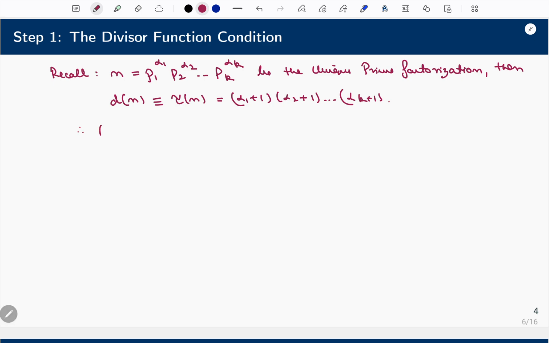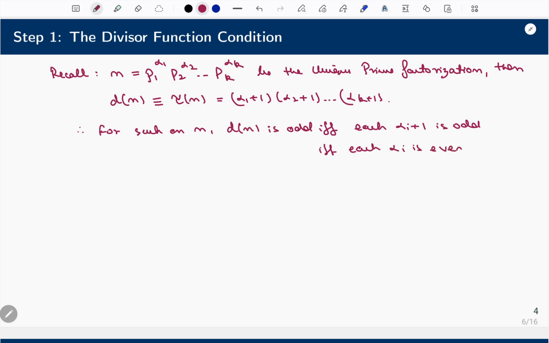So for such an n, d_n is odd if and only if each alpha_i plus 1 is odd, right? Because even if one of the factors is even, then the whole product becomes even. But what does that mean? That means if and only if each alpha_i is even. So I can write alpha_i as some 2 times beta_i.